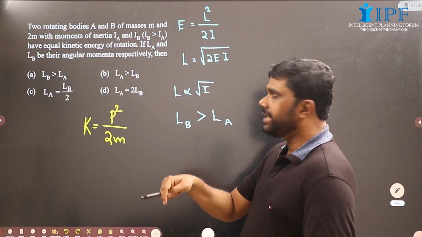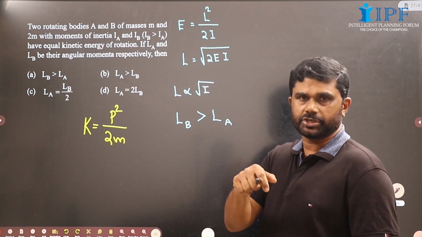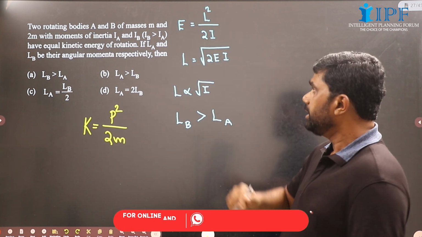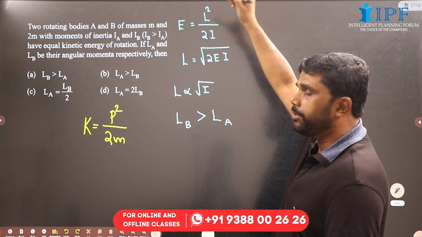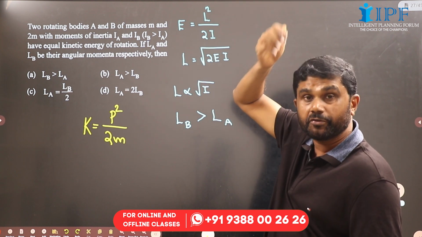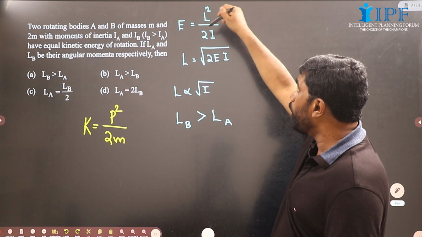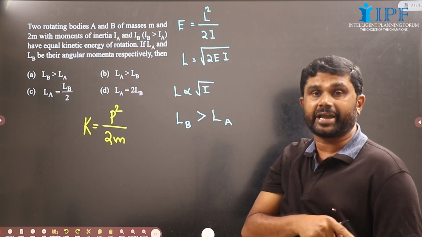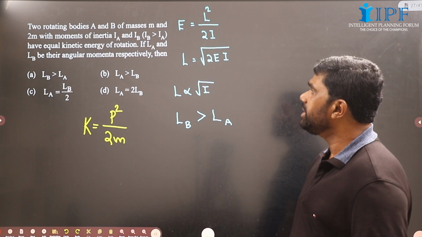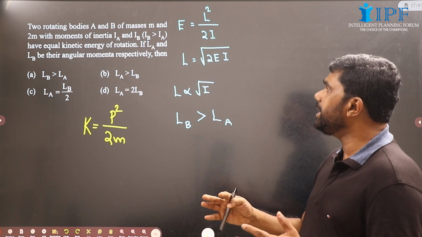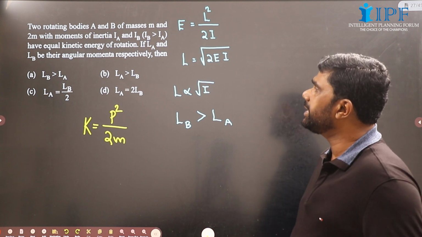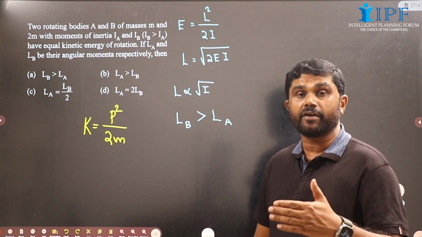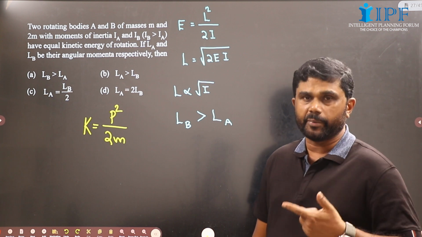Similar relation in rotational motion. This is rotational kinetic energy, half I omega square. That is equal to L square by 2I, where L is angular momentum instead of linear momentum. And I is the moment of inertia that corresponds to mass in linear mechanics. Now here we have two bodies with the same kinetic energy. If La and Lb be their angular momenta, which one will have greater angular momentum?